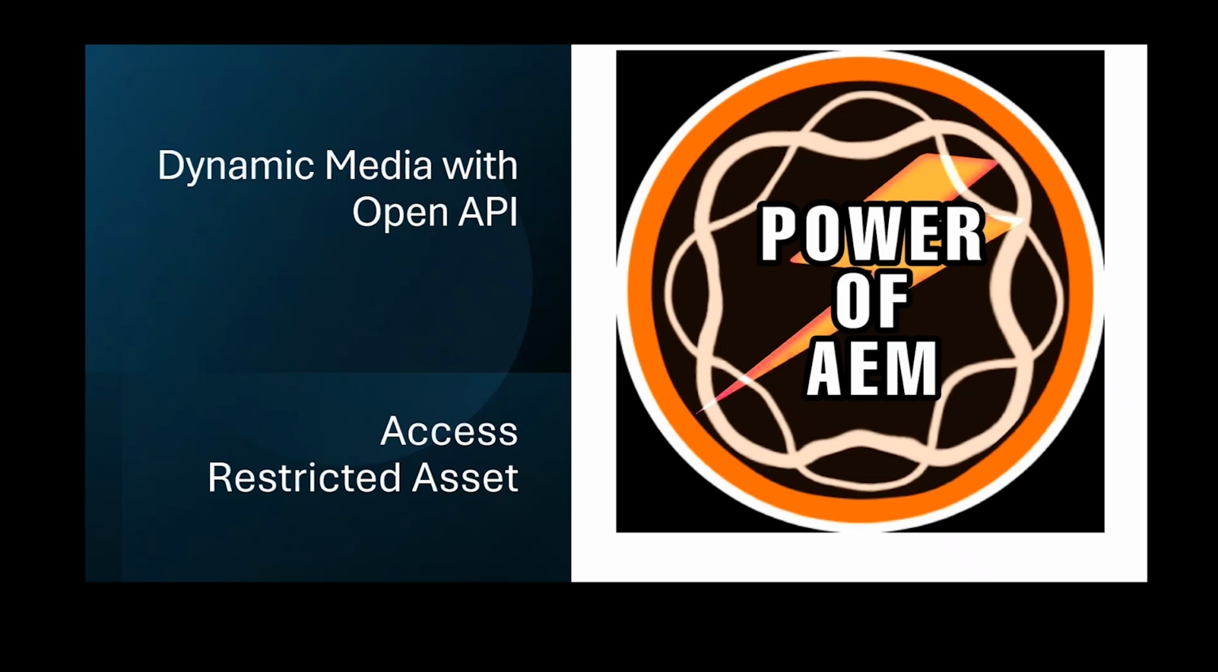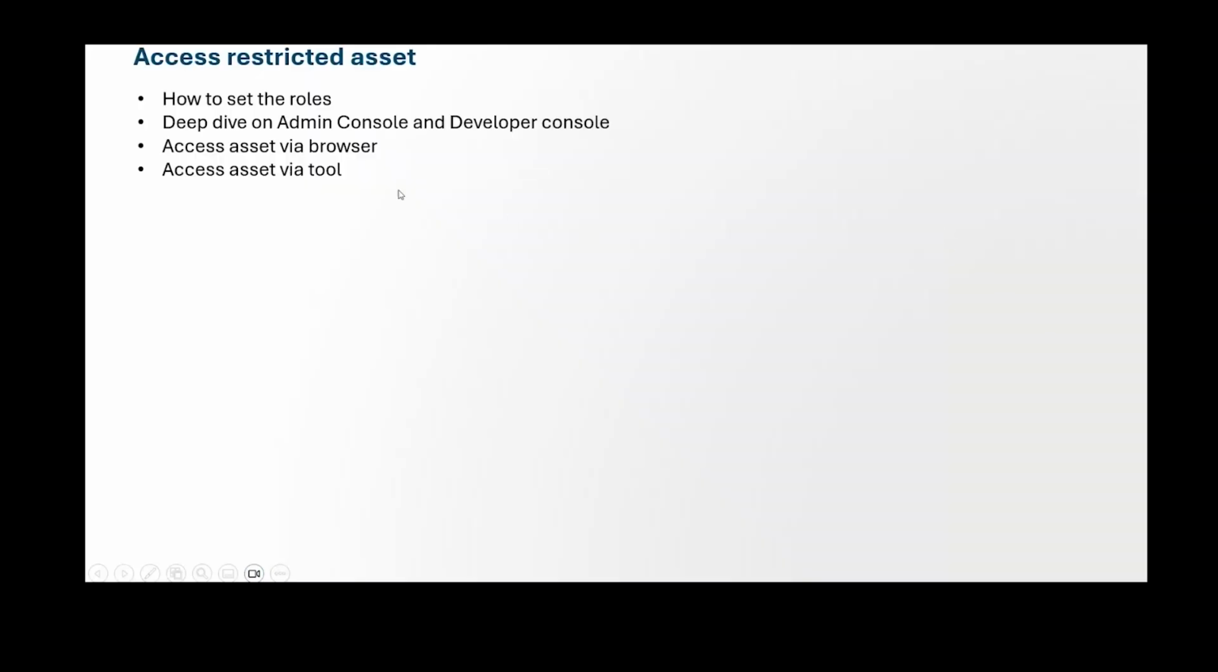So we will learn how we can set up those configurations, how we can restrict the asset, and if an asset is restricted, how we can access it. We are talking about the different types of roles that you can align with a restricted asset, and how you can use your admin console as well as developer console to make your asset a restricted asset. In case you are accessing a restricted asset on a browser, what will be the outcome for you, and through a tool how you can access it. So let's get started and check out the first step to make any asset a restricted asset.